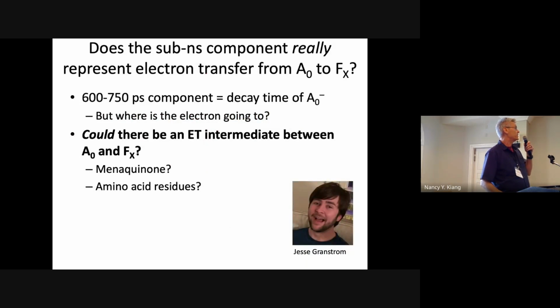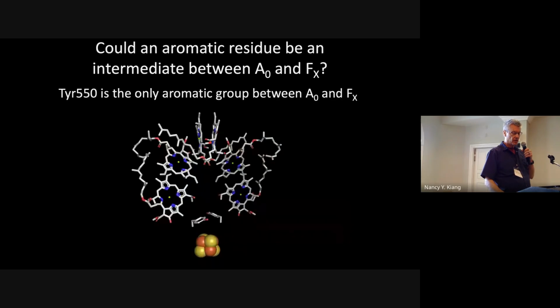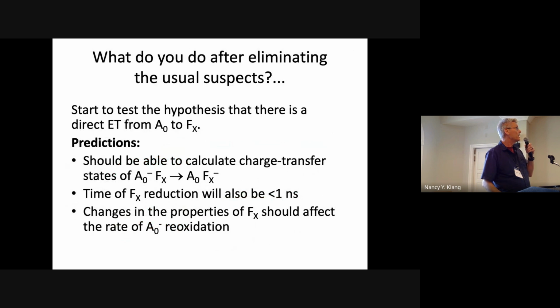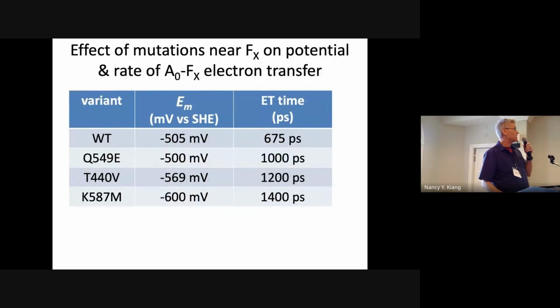So we checked to see, is there an intermediate? Basically, the answer is no. We can remove the quinone. Here's A0 getting reduced, and then in this recovery is the electron leaving A0. You can remove all the quinone, doesn't matter. You can mutate the only aromatic group in between, a tyrosine, to methionine, and it doesn't really change anything. So essentially, we've done all these things. I'm just going to fast forward through it. We've changed the FX cluster.